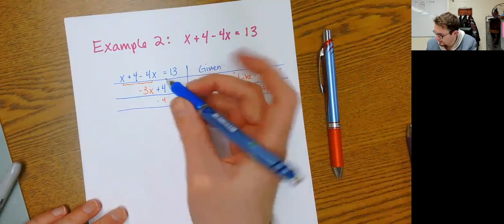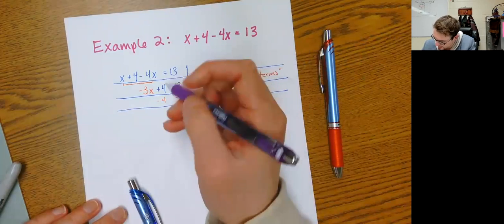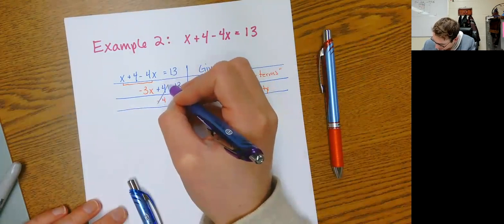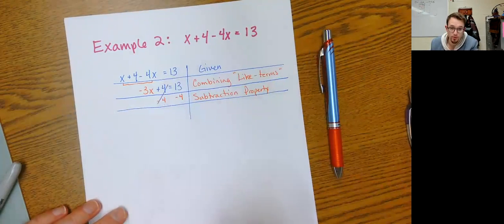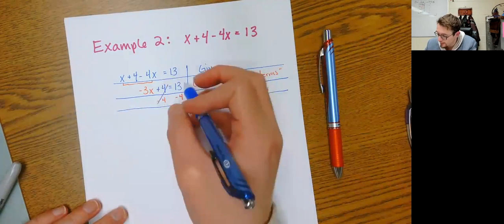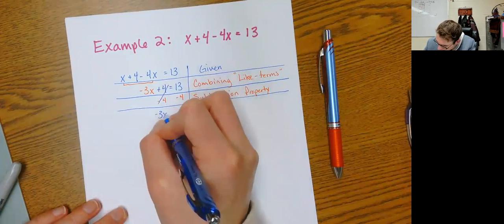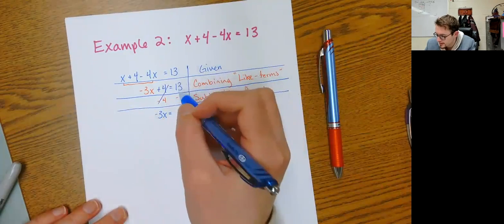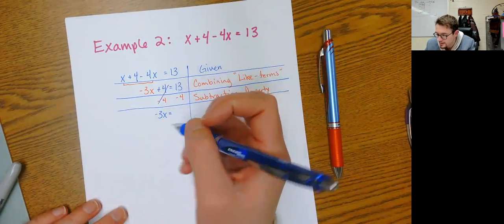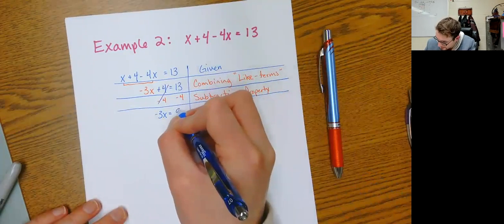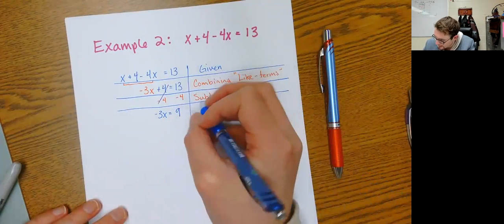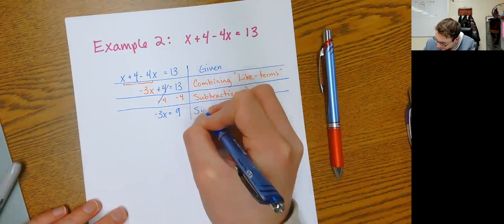And then, right, this cancels out, which is the whole point. I did an inverse operation. I'm trying to solve this, so I get negative 3x equals what? Well, 13 minus 4 is 9. And that would be because I simplified.